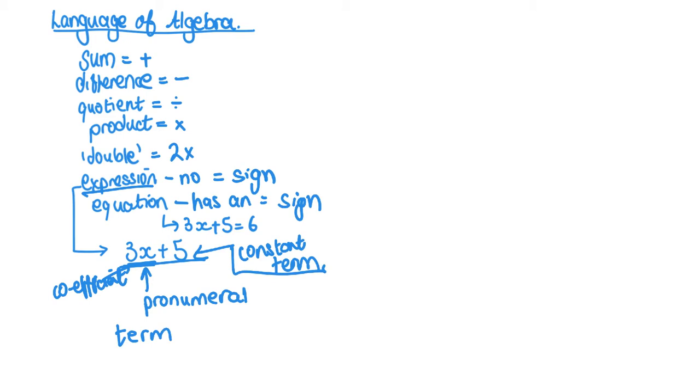We call the number a constant term because the 5 will always be 5, no matter what the expression is. But every x you put in here, be it 1, be it 2, will change the term. So it's not constant, it's a changing term.